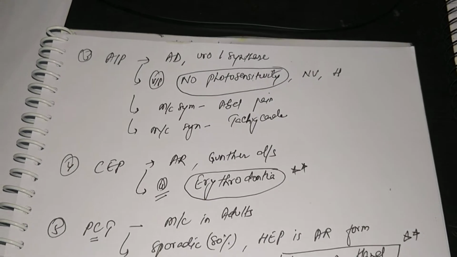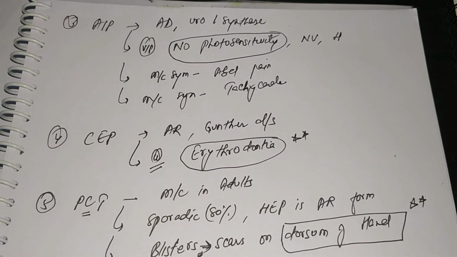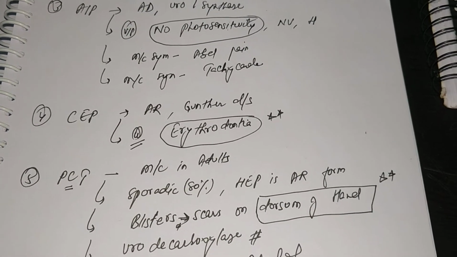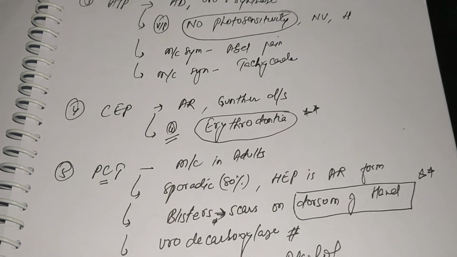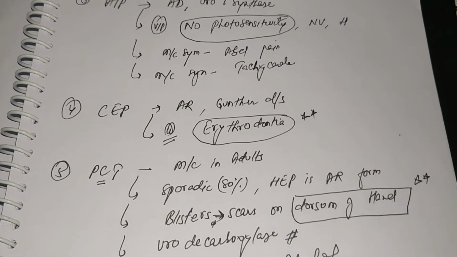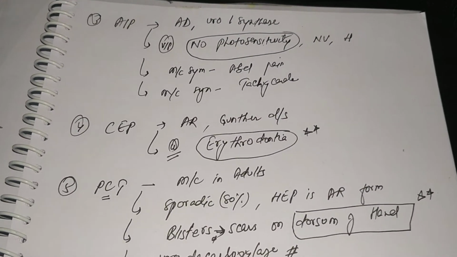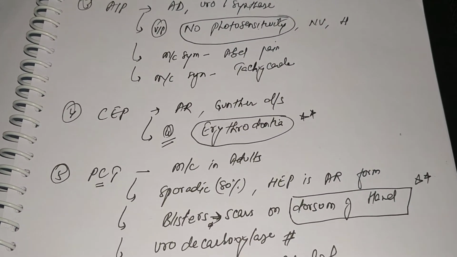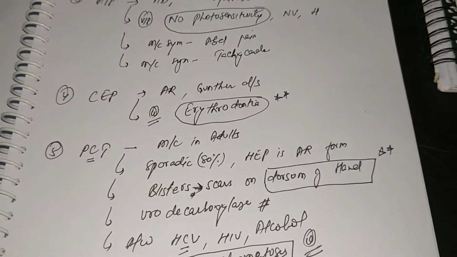What about the AIP? AIP is autosomal dominant, the enzyme is uroporphyrinogen I synthetase, and there will be no photosensitivity. I repeat, there is no photosensitivity. The most common symptom is abdominal pain, and the most common sign is tachycardia. So if the patient came with the complaint of abdominal pain and tachycardia, with no photosensitivity, this question is talking about AIP, acute intermittent porphyria.